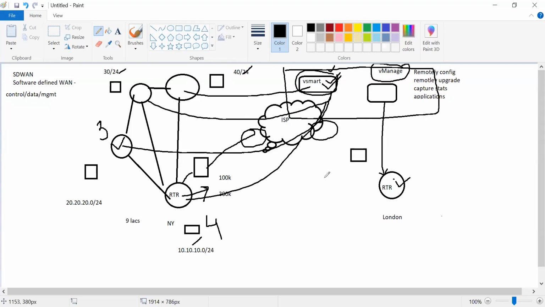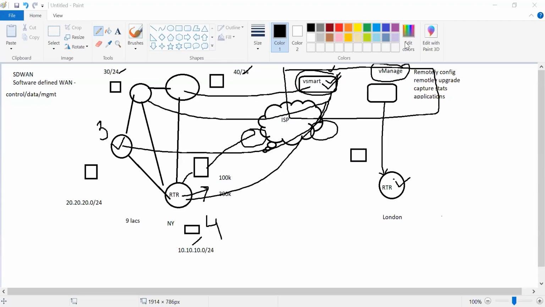Okay. Does anyone want to ask anything? Yes. Let's say between New York and London, BGP is running. You said routing will be managed by vSmart and control will be managed by routers. So can you give me some example of control traffic between New York and London? For example, can it be link keepalives or BGP keepalives?